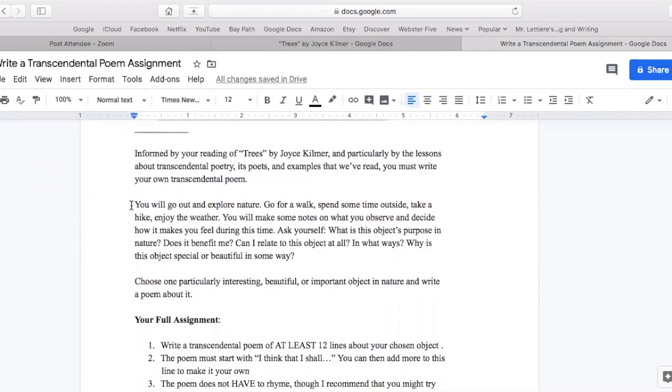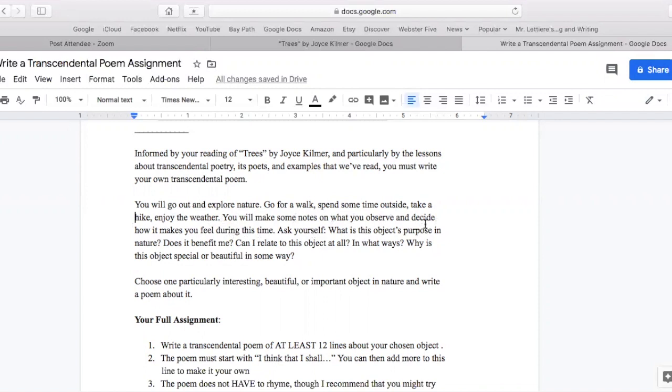So what I want you to do is go out and kind of explore nature. You can go for a walk, spend some time outside, take a hike, just enjoy the weather. I'm letting this assignment go for quite some time because I understand it might be rainy the day that I post this. It might be cloudy, it might be kind of cold because that's April, right? But within the next couple days or weeks, I'm assuming there'll be one nice day that you all can go outside and take a socially distanced hike or walk and enjoy the weather.